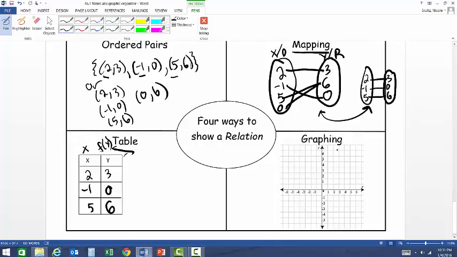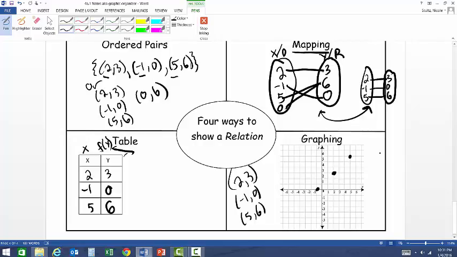And then the last way to show a relation is by actually graphing points. So if I want to graph 2, 3, I go over 2 and up 3. Now graph -1, 0. Since it's negative, we go left 1 and up none. And then the last point is 5, 6. We simply go over 5 to the right and up to 6, since they're both positive. And you don't need to connect these. You can just leave them as is, and that's fine.